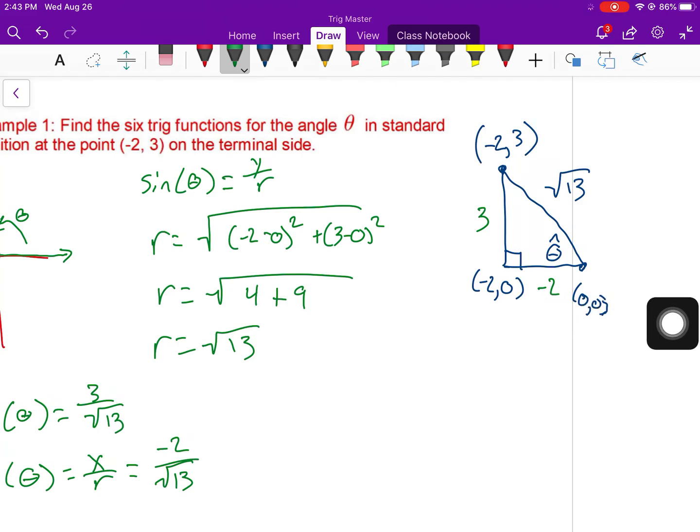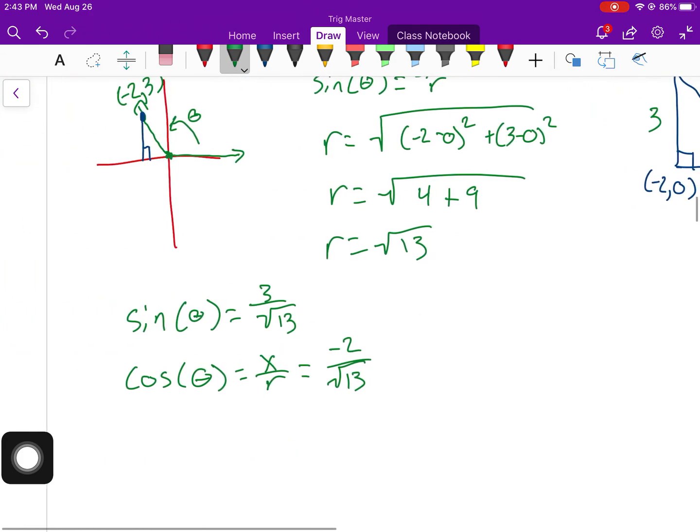We can't technically have a negative distance, but think of the minus sign not as a negative, it's just a direction. I went left 2, okay? So if I did cosine, adjacent over hypotenuse, that's negative 2 over square root of 13, which is the exact same thing I have down here.